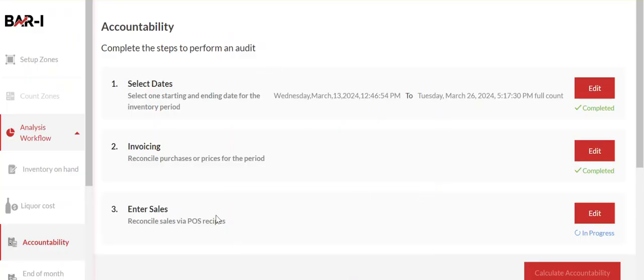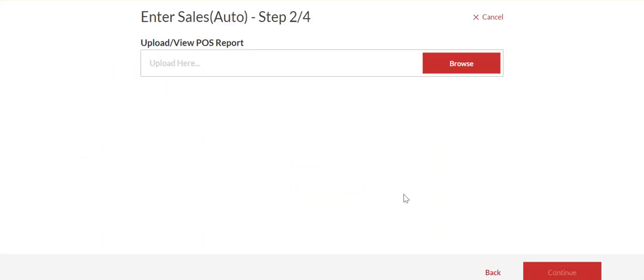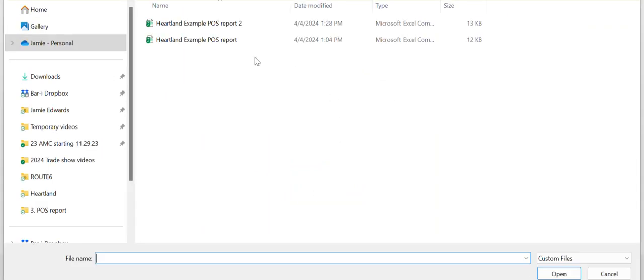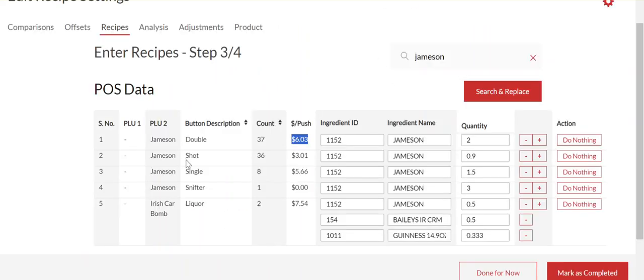So here on the BarEye side, let's go ahead and show how we upload the sales report. A few clicks, upload the sales report. It gives us a preview. And then we can see the same sales data.